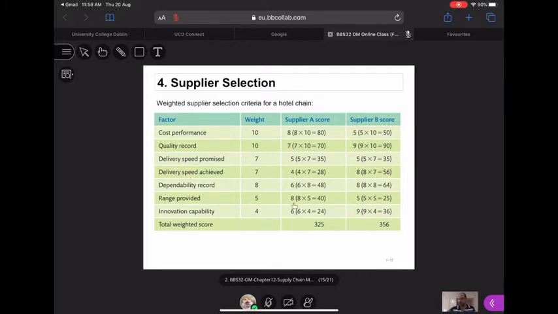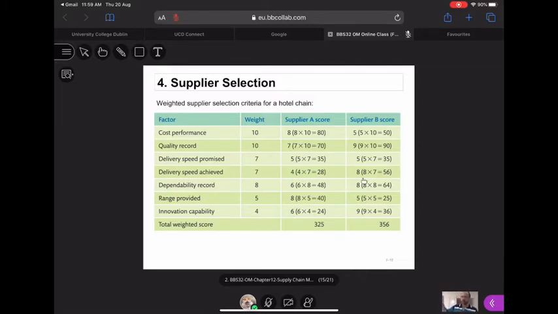Their range provided is quite good. They don't have all the range which I need, but they have almost 80% of the range, so I give 8 upon 10. And their innovation capability, I find quite okay. Something they say they cannot do, something they say they can innovate, I give 6 upon 10. Again, not anyhow, I ask them and try to find out. So this is how I score supplier A.